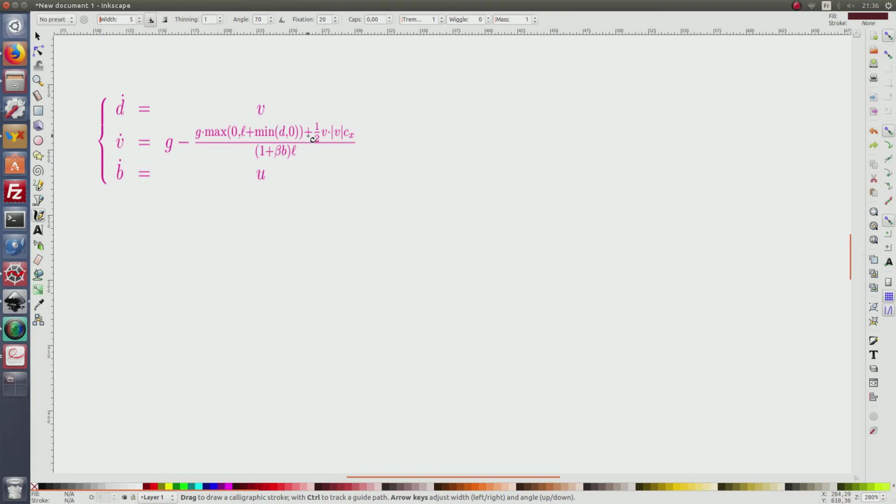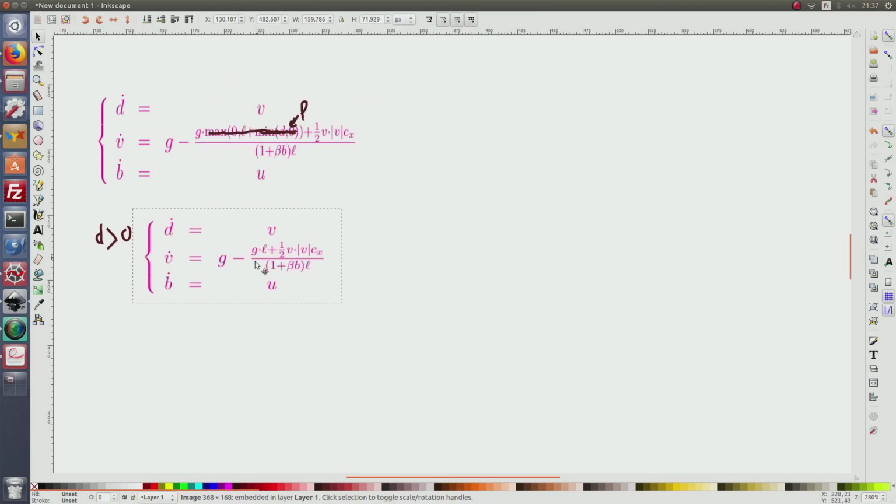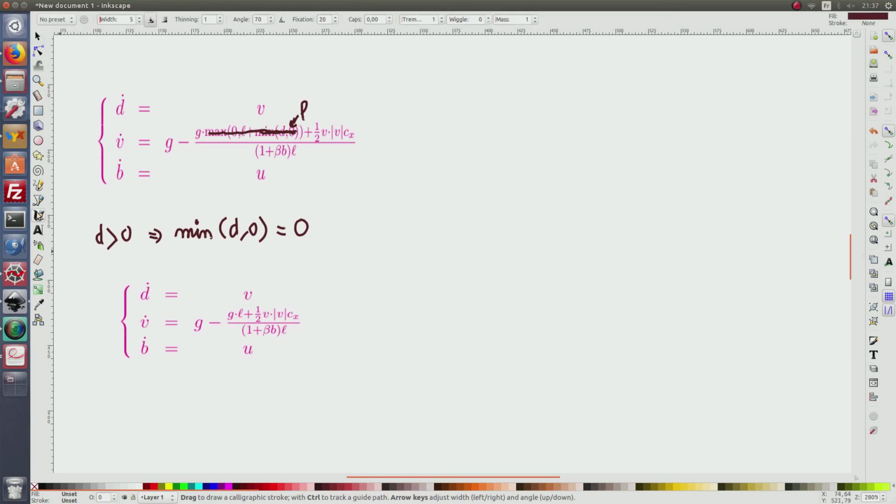Here are the state equations of the buoy. When the buoy is totally immersed, D is positive. So the min of D and 0 corresponds to 0, so this term is eliminated. And the max of 0 and a positive number is this positive number, so this corresponds to L. And I obtain this state equation. The simplification is given here.